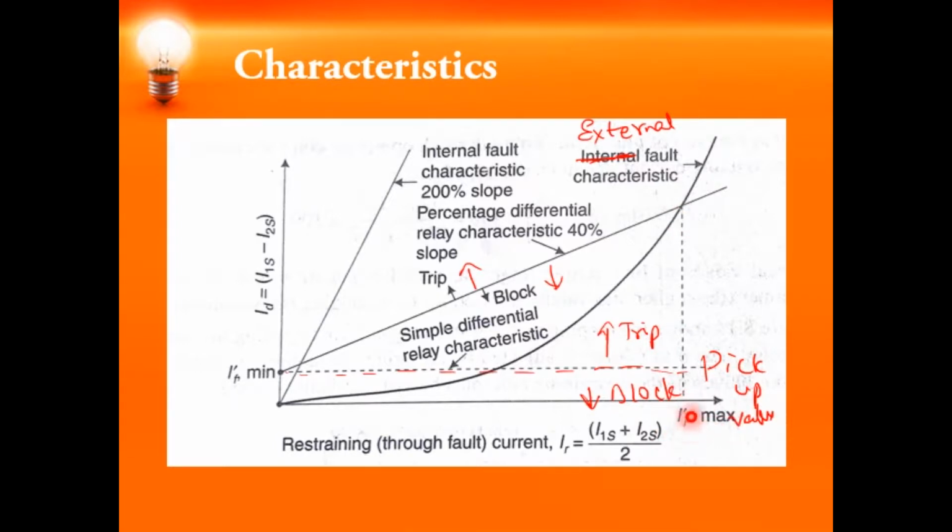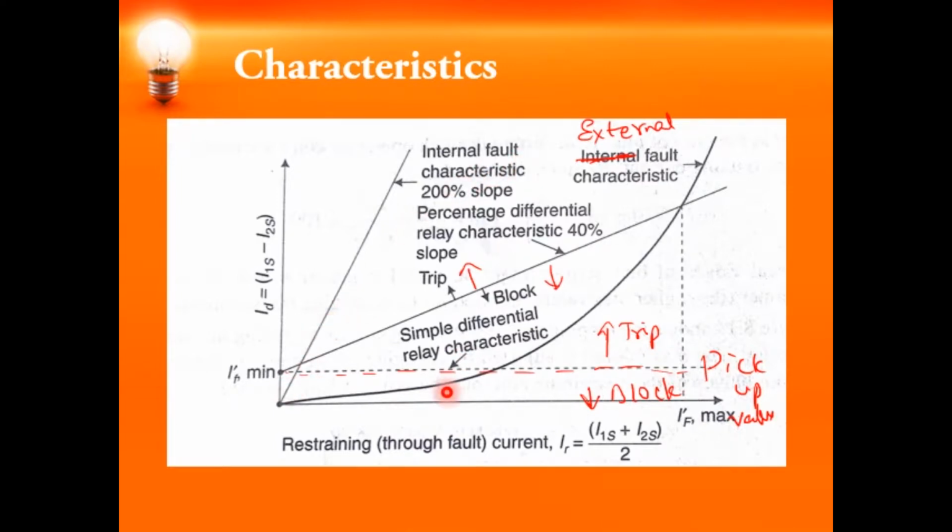So beyond this IF dash maximum, if the relay operates, it is treated as a mal-operation. Whereas IF dash minimum is the minimum value of current for which the relay is going to operate. So between this IF dash minimum and IF dash maximum, the relay is going to operate. That is what this characteristic says.